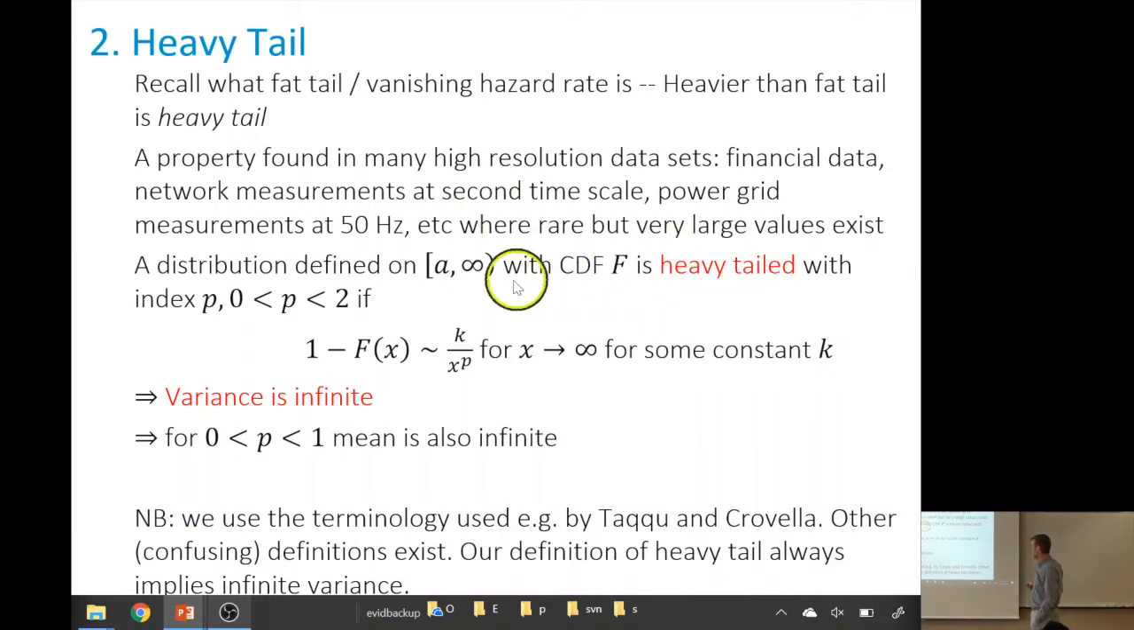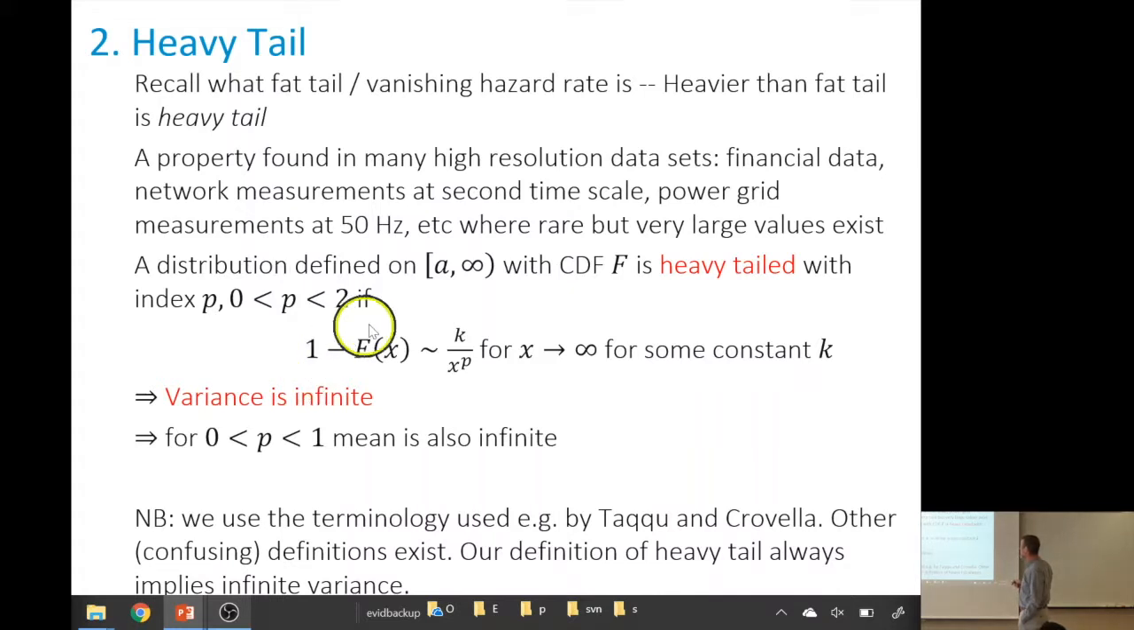Heavy tail means two things. It means the variance is infinite, and it means also that very large values can happen. They're not outliers, they're not measurement errors, they're part of things that happen, rare things that happen.